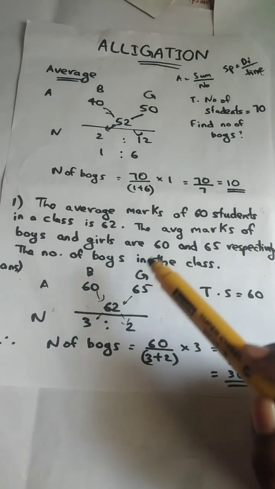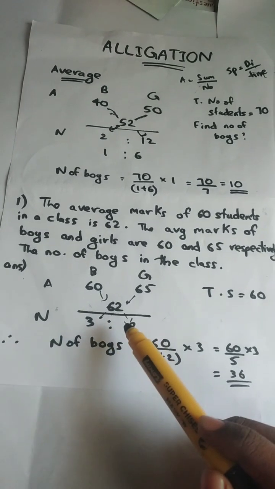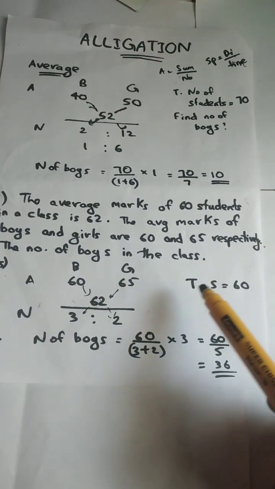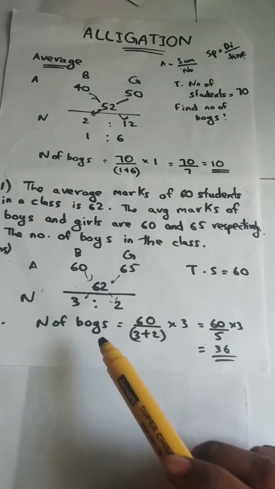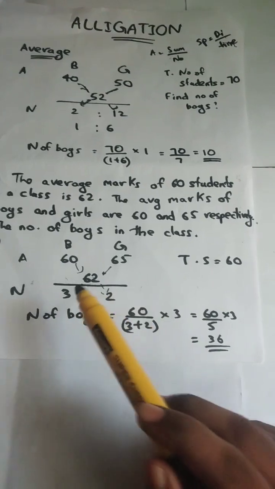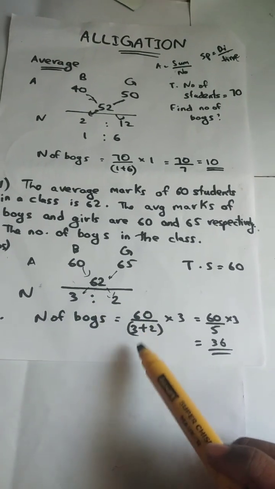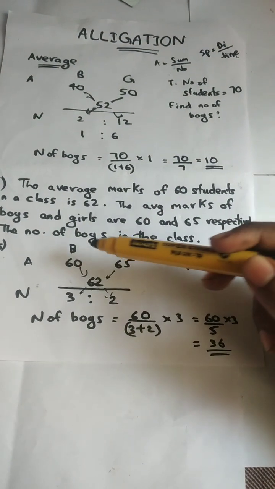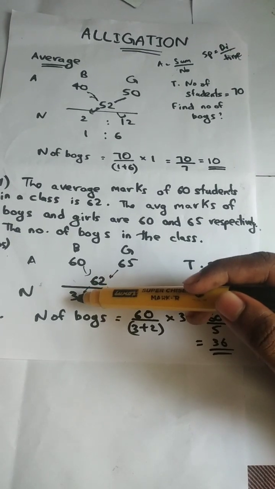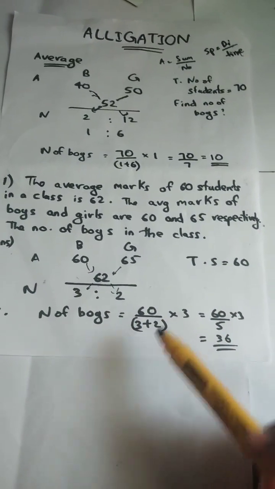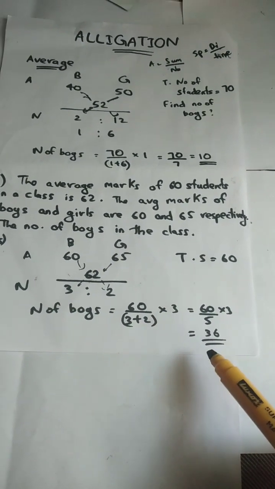If you are asked to find the ratio of the number of boys to girls, just writing this would be beneficial. So the total students in the class is 60, and we want to find the number of boys. The number of boys is equal to 60 divided by the sum of the ratios, 3 plus 2, into the ratio of boys, which is 3. So 60 divided by 5 would be 12, and 12 into 3 would be 36.